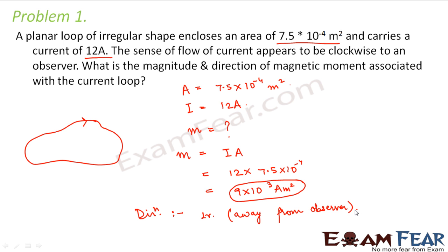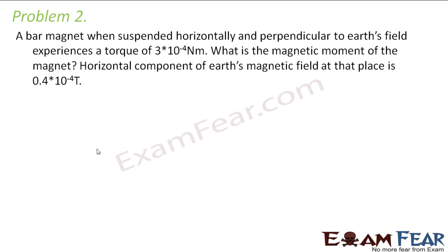Because right now I am considering that I am the observer. So considering myself as the observer, I consider the direction of current as clockwise. So again, by considering myself as the observer, when I curl my fingers in the direction of the current, I see that my thumb goes away from me. So that we can say that the direction is perpendicular away from the observer, right? So let us look at the next problem.